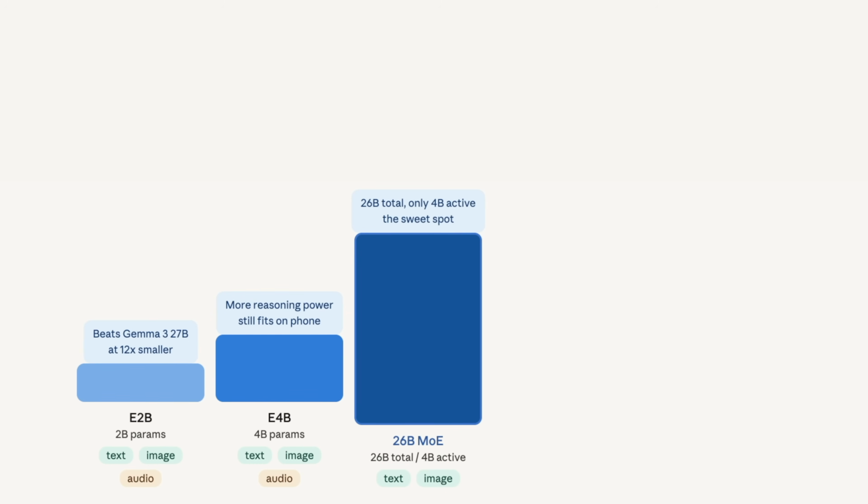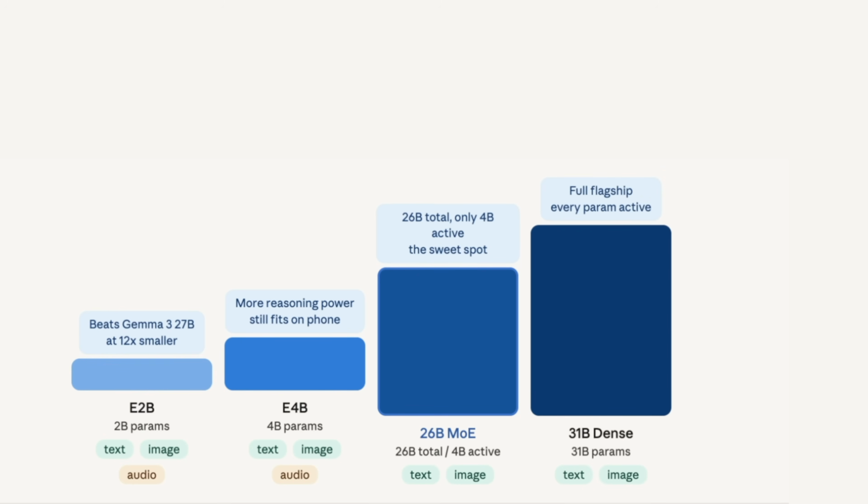Then there is the 26B MOE, mixture of experts. It has 26 billion total parameters, but only about 4 billion are active at any given time. Smart like a 26 billion model, runs like a 4 billion one. This is the sweet spot. This is the one that I installed on my Mac. And finally, the 31 billion dense, the full flagship. Every parameter is active all the time. The most powerful but needs serious hardware. All 4 support text and image input. The edge models also support audio.